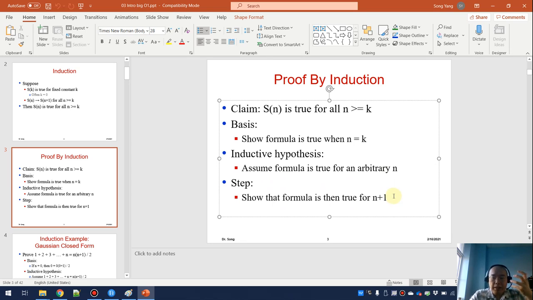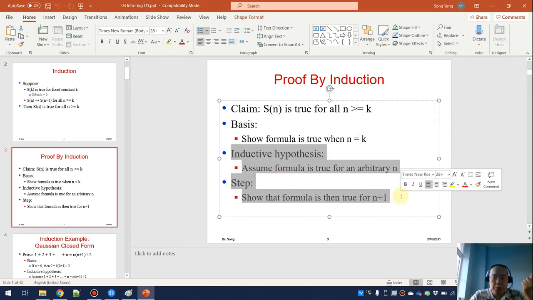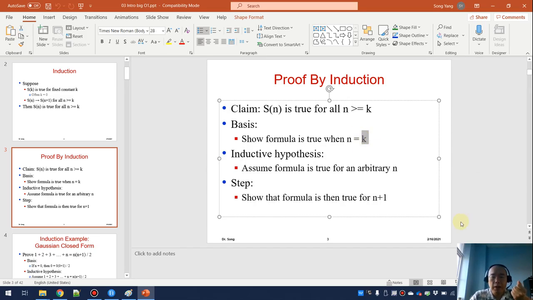The idea is, starting from k, it is true. Combining the second two steps, if it is true for n, then for n plus 1 it is also true. So if we start from the k value, for k it is true, and then for k plus 1 it is also true. If we move one step forward, because it is true for k plus 1, then increasing by 1 again, k plus 2, it is also true. We can go on and on, and we can prove that it will be true for all the values when n is greater than k.